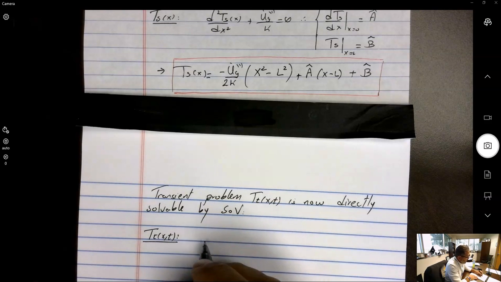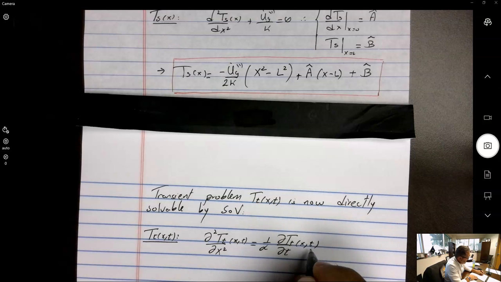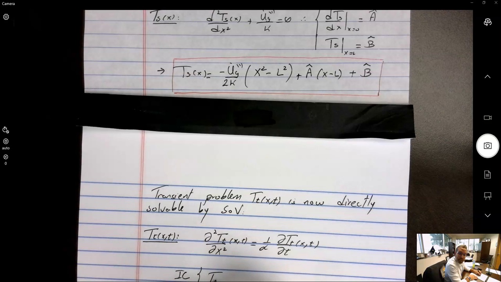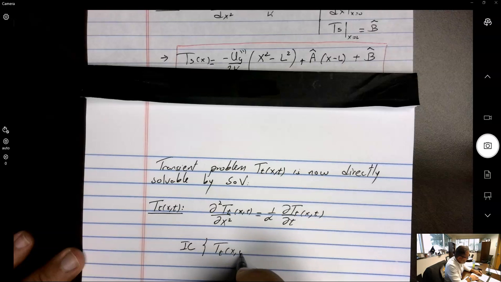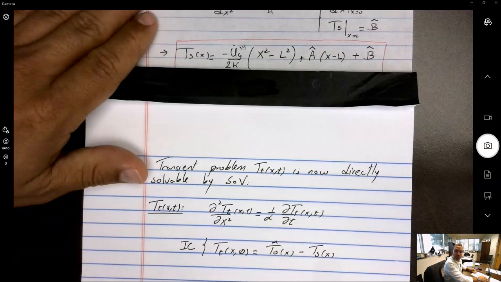So we have an equation that says that the second derivative of T with respect to x squared, of x and t, is equal to 1 over alpha dT/dt. It's a function of x and t, such that the initial condition is given by T transient of x and 0 is equal to some T0 that is given, which can be a function of space, minus Ts of x, which we just found up here.